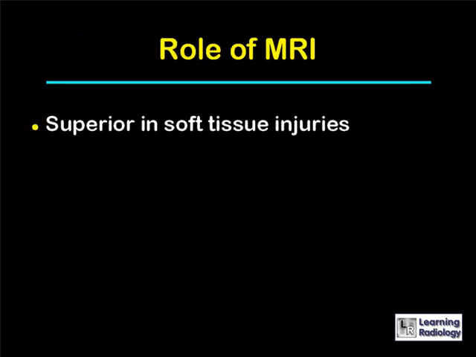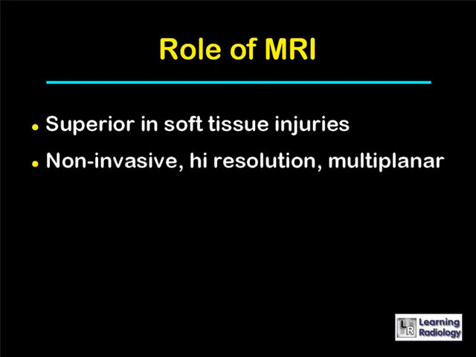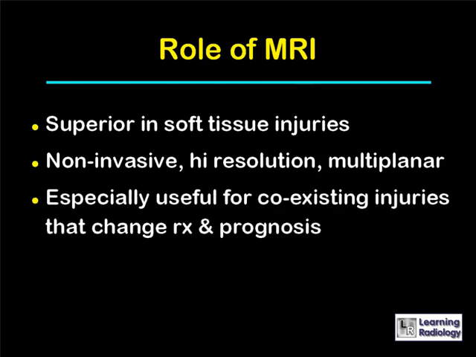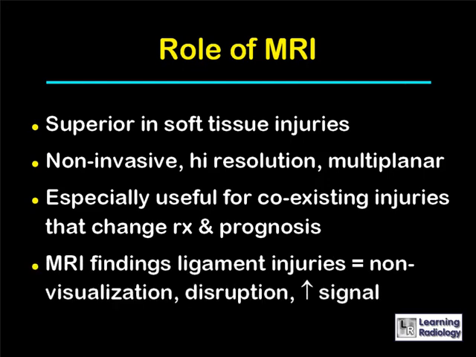MRI is superior in defining soft tissue injuries. It is non-invasive, it has high resolution, and images can be displayed in multiple planes. It is especially useful for demonstrating coexisting injuries, not clinically apparent, that change the treatment or the prognosis. In general, MRI findings of ligamentous injuries will include non-visualization of the ligament or tendon, disruption, and abnormally increased signal. We're going to concern ourselves primarily with the findings on conventional radiographs.